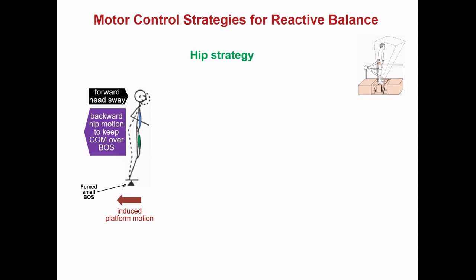In this experiment, the experimenters produced an unexpected posterior shift of the platform. This shift pulls the feet backwards and pitches the body forwards. This results in a forward sway of the body. The hip strategy involves backward motion of the hip. This motion shifts the center of mass of the body posteriorly and acts to keep the center of mass over the base of support of the feet.